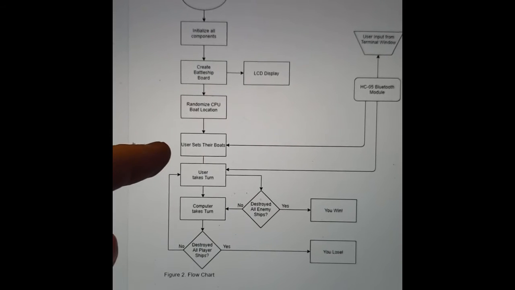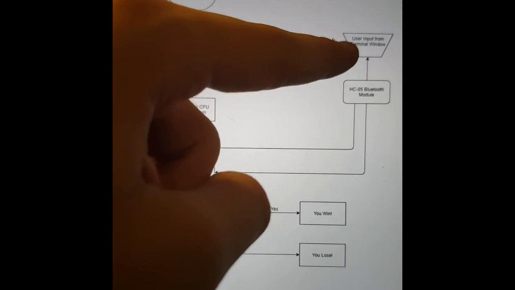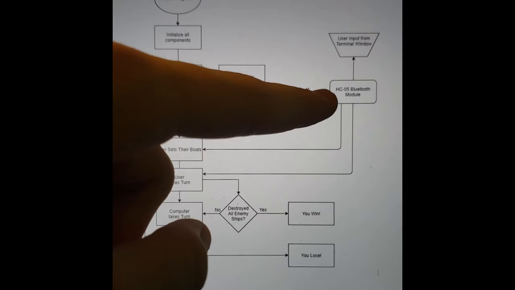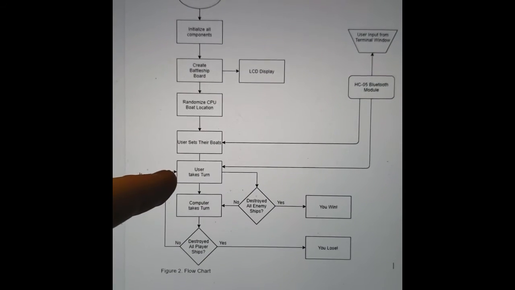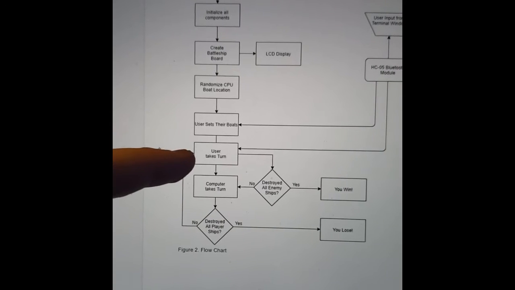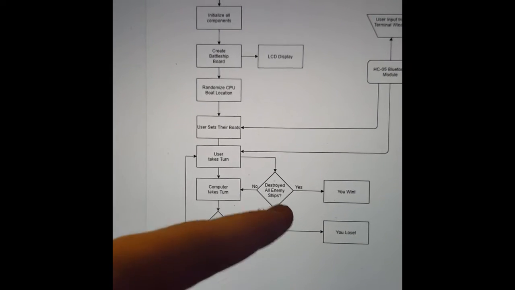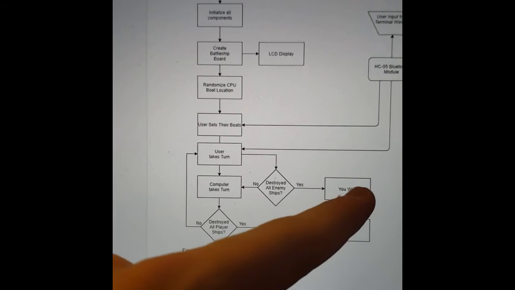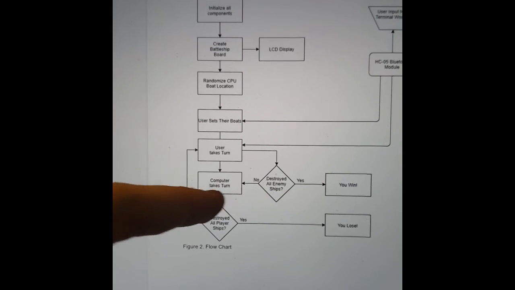Then we get to the point where we are setting our boats. This is where it's communicating with the user from the terminal window to the Bluetooth module. It'll send it back to our turn cycle, and this general chunk is our turn cycle. The user takes their turn first, and then we check if we've destroyed every enemy ship. If we do, we win. If we don't, the computer takes its turn.